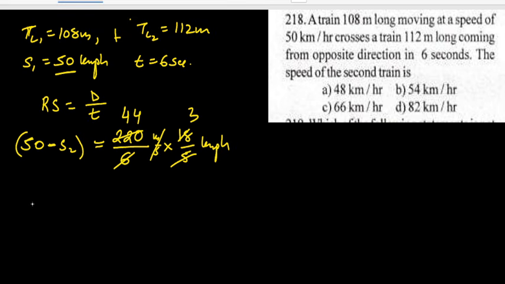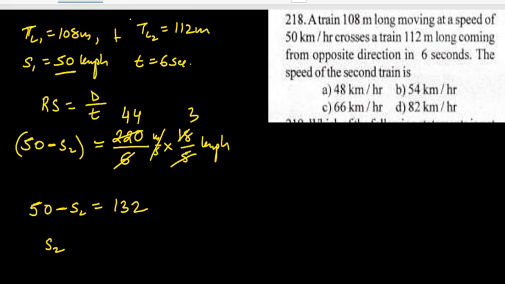Yes, we got it. So this is 50 minus S2, and this will be equal to 44 into 3. This is going to be 132. So speed of train 2 would be, if you see, okay, I think there's some mistake out here.